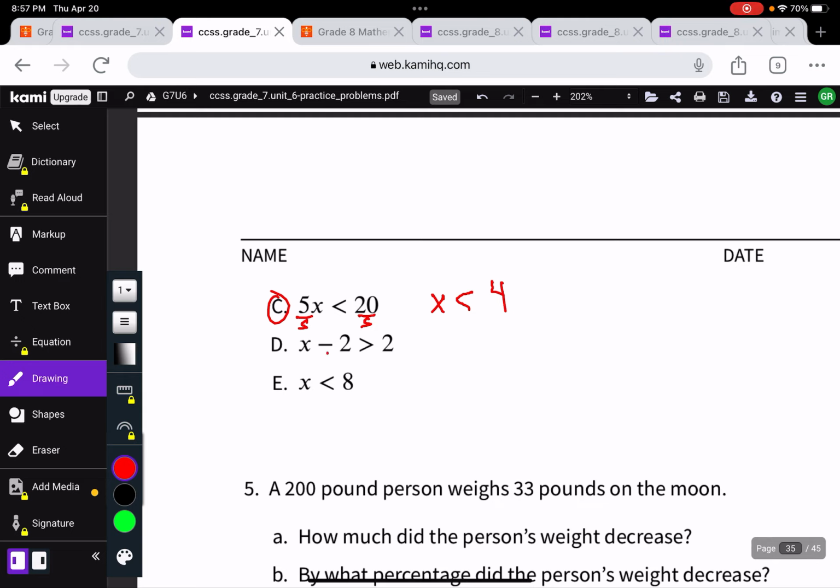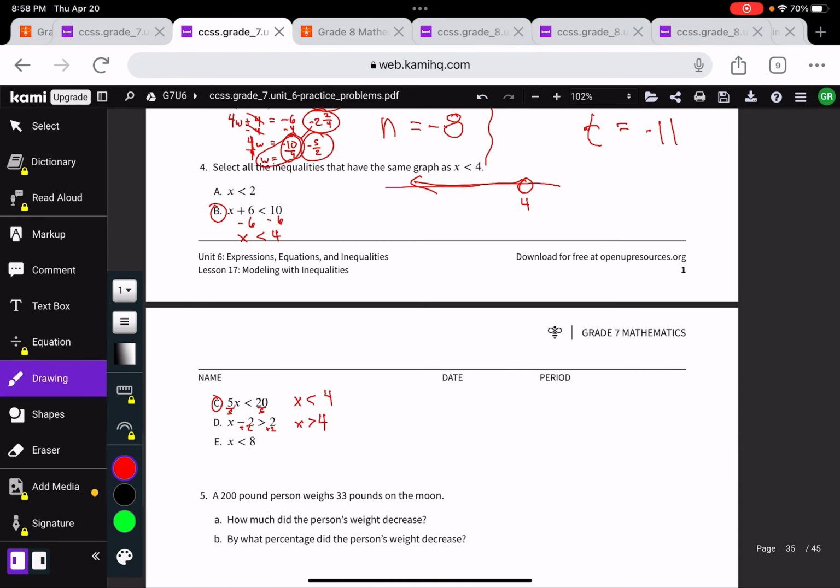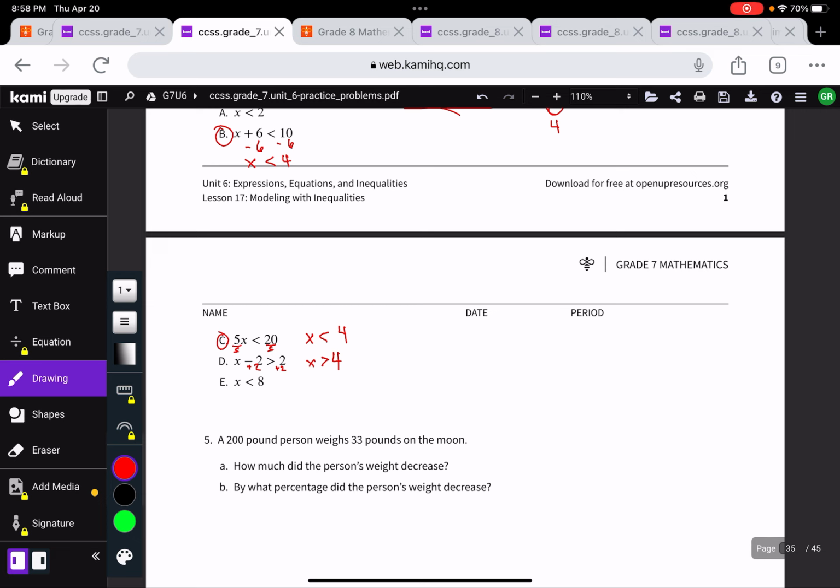Letter D says I need to add 2 to each side, and then I'm left with x is greater than 4. Trick question. That's almost correct, except we want x is less than 4. And then finally it says x is less than 8. That's not going to work. That would look different. That would start at 8 and go left. So it is B and C, and only B and C.